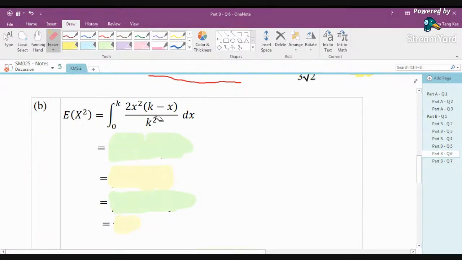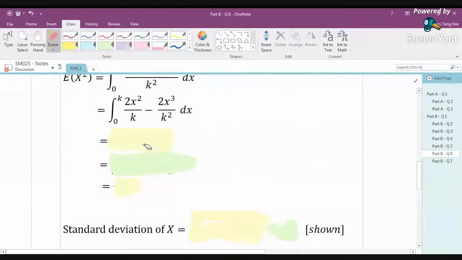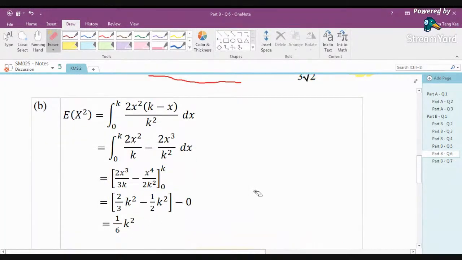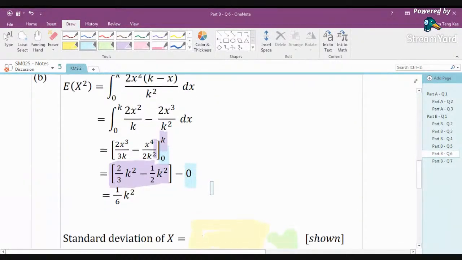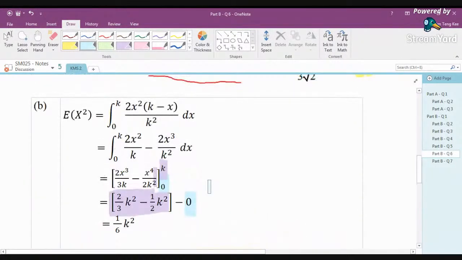Then again, it is up to your creativity to do the integration. But for me, before I integrate, I expand and simplify. Then when I integrate, these are the results I have. When you substitute k into the function, this is the result I obtain. When you substitute 0 into the function, this is the result I obtain. Then I have 1 over 6k squared as my E(X squared). Up to here, we just found E(X squared) only.